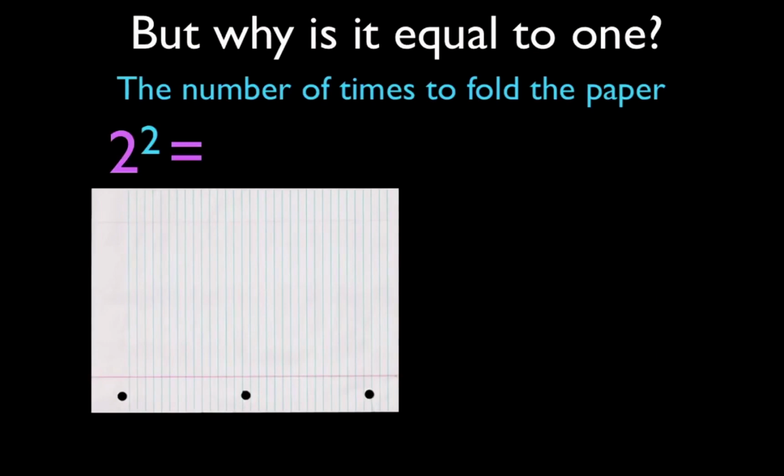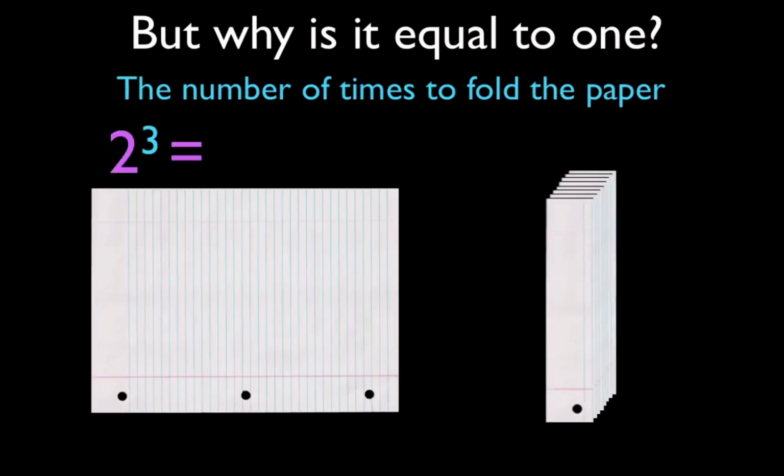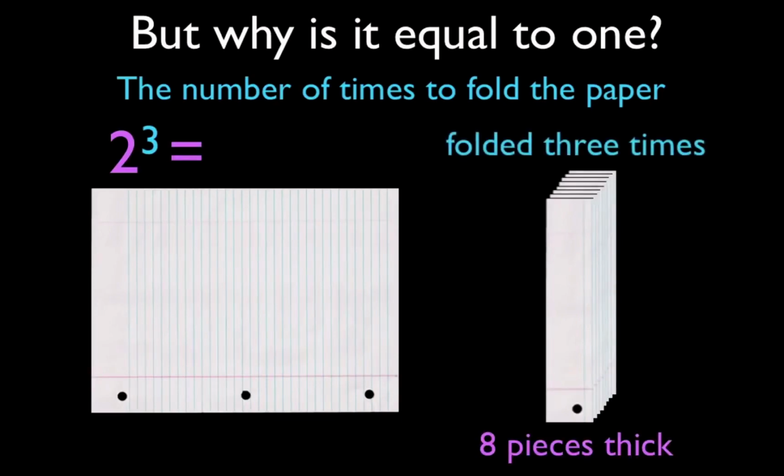If I folded that paper in half again, that could be represented by 2 to the 2nd power. And now I have my paper in 4 equal sections, or 4 pieces of paper thick. If we fold it in half a 3rd time, we could represent that with 2 to the 3rd, and 8 pieces of paper thick, and so on.